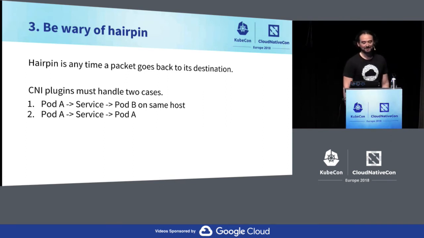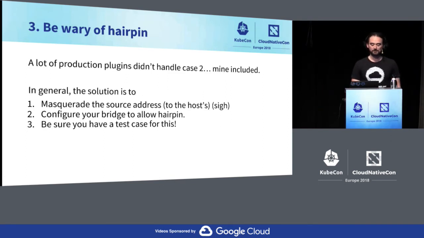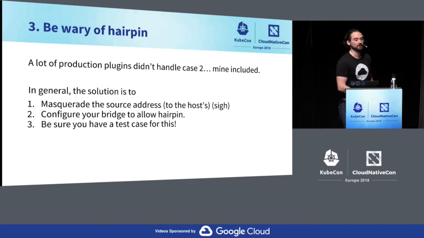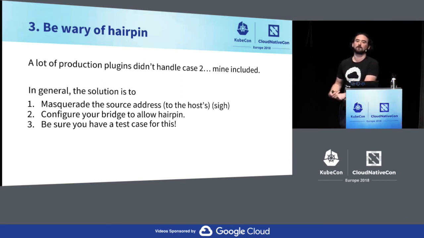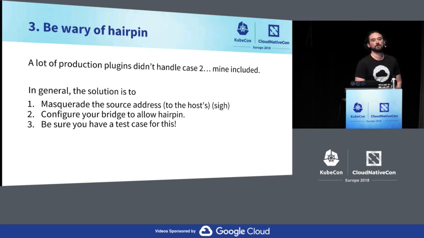So how do you solve this? The solution, if you want to talk technical, is to masquerade the source IP address. But the real solution is to make sure that you have a test case for this. If you're a CNI plugin author, make sure you test for this. If you are evaluating CNI plugins, make sure that your acceptance criteria includes this as a test. Otherwise, you will get bitten. Some CNI plugins, this does work only if you configure it in the correct manner. So you absolutely need to test for this when you're evaluating your CNI plugins.